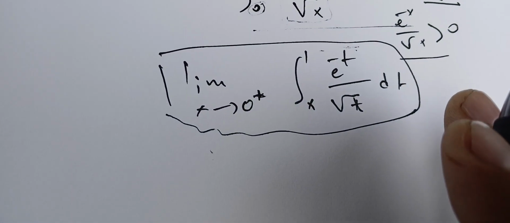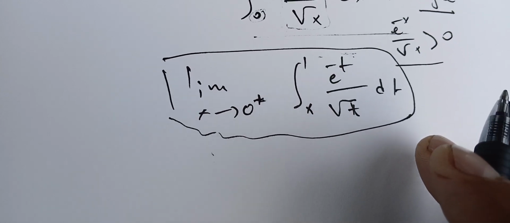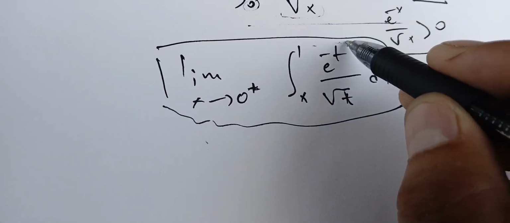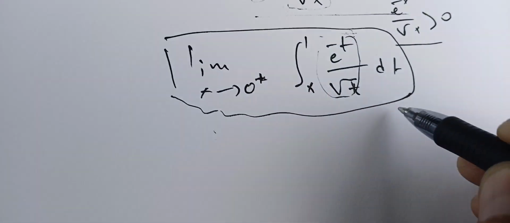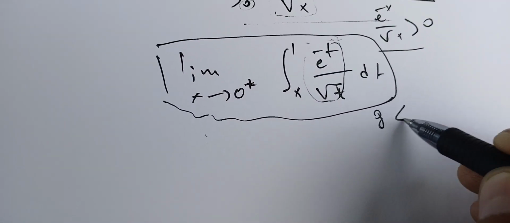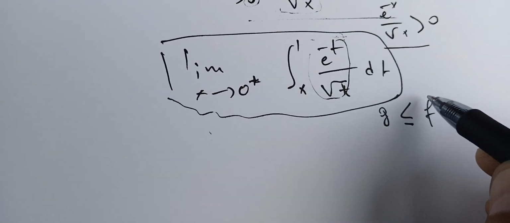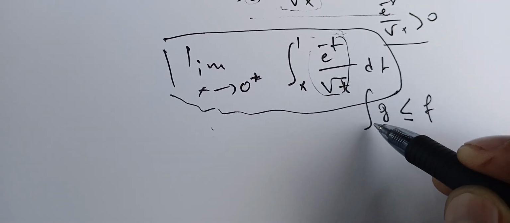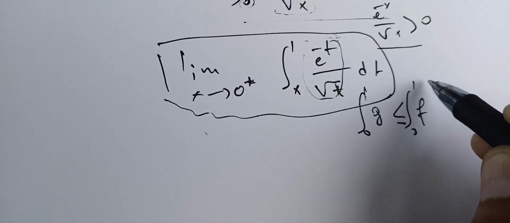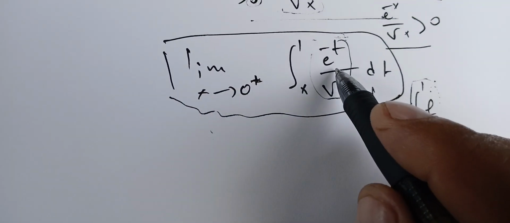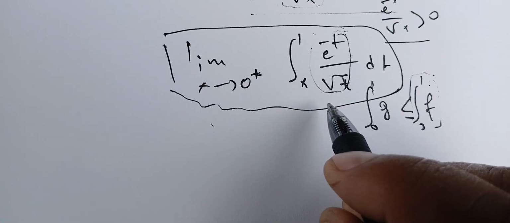But what we can do is use a comparison test for improper integrals. That means if we assume that this is our g, and we find a function f, and if we can show that the integral of this function f is convergent, then so does this one.